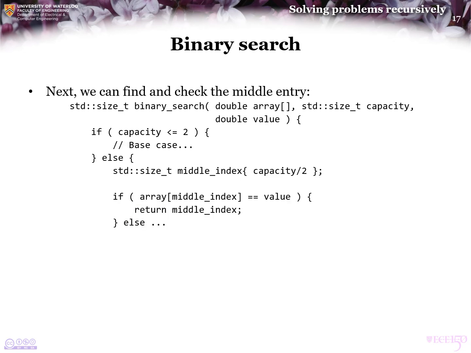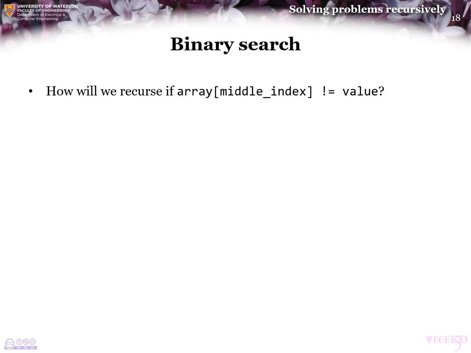Next, let's find and check the middle entry. Now, in this case, the easiest way to find the middle entry is just to divide the capacity by 2. So we'll perform that calculation and assign it to a local variable middle index. Thus, the first step we do is check, is what is located at this middle index equal to the value we're searching for? If yes, we're just going to return the middle index. Now the question is, how are we going to recurse if the entry at the middle index is not equal to the value we're searching for?